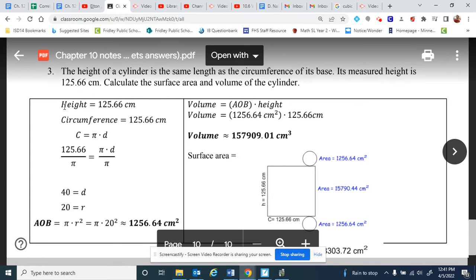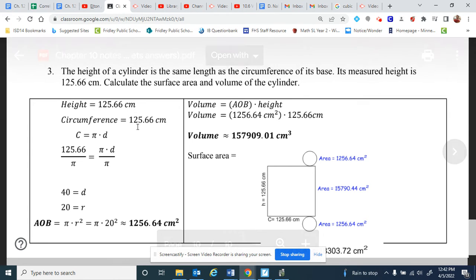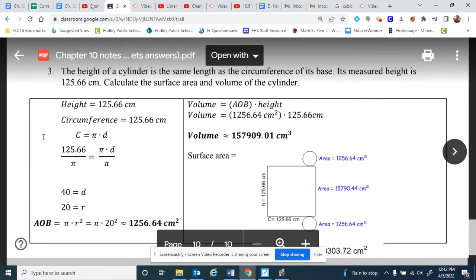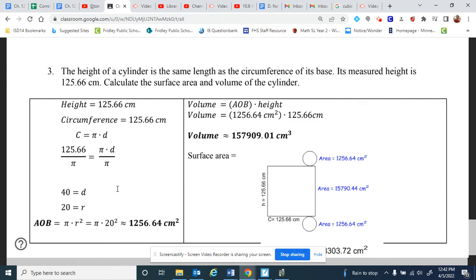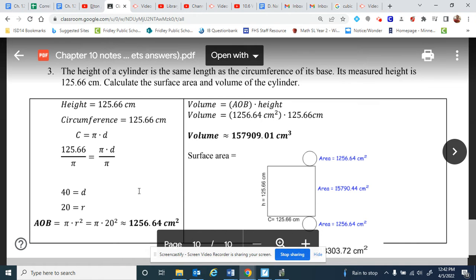So let's write down the two pieces we know. Here's the height, here's the circumference, because they told us the circumference is the same as the height. So given the circumference information, we could go ahead and use the formula from last chapter, pi times diameter equals circumference. We can plug in circumference, divide by pi, and we end up with a diameter of 40 centimeters. So that's the distance all the way across our circle of 40 centimeters. So the radius is 20. So now we have a little more information.